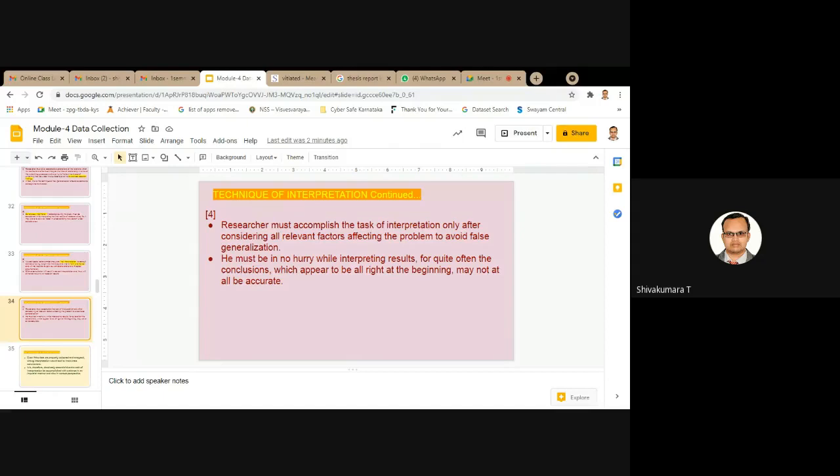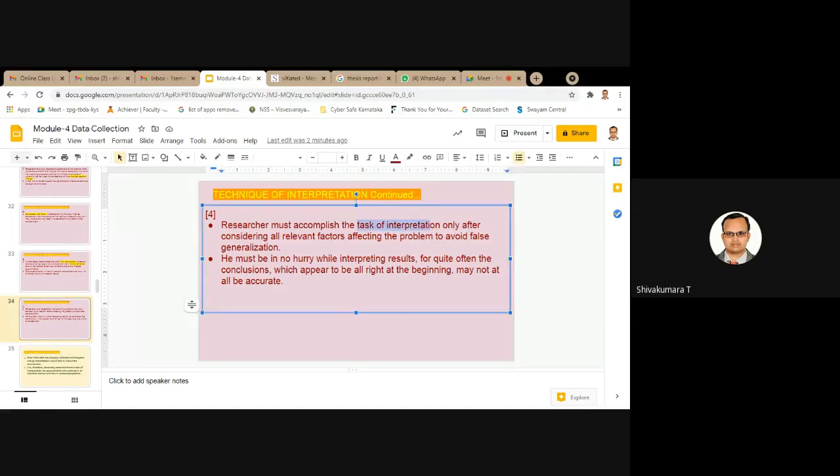Okay, these are the four different reasons. Here, the researcher must accomplish the task of interpretation. So here, no hurry is the technique of interpretation. So don't be urgent in submitting the reports. During the interpretation, you should be very calm and patient. You are required to consider all parameters and everything which is affecting your problem statement.